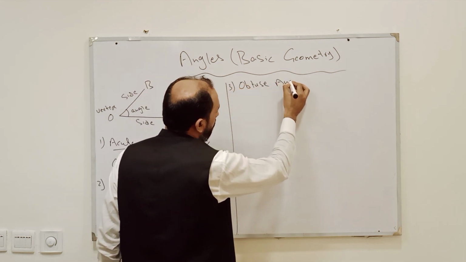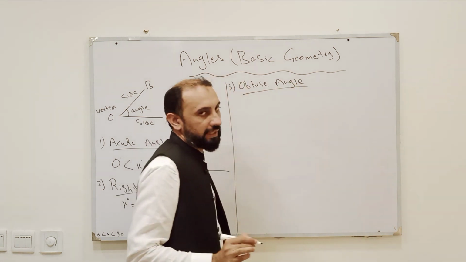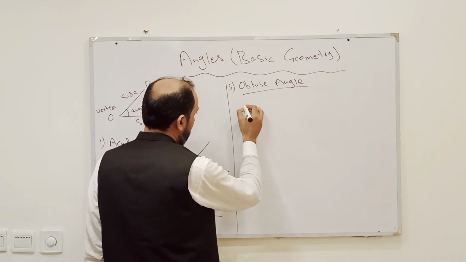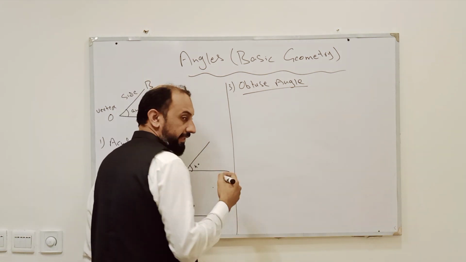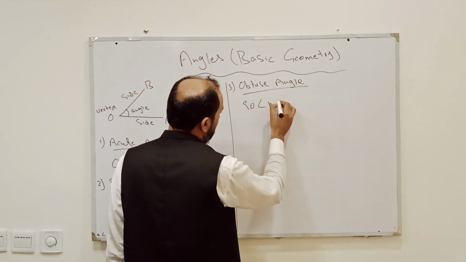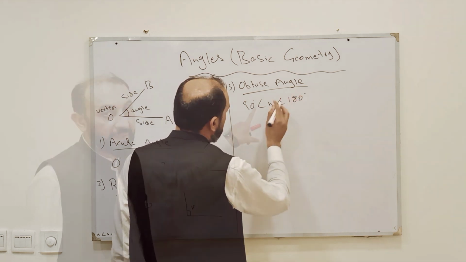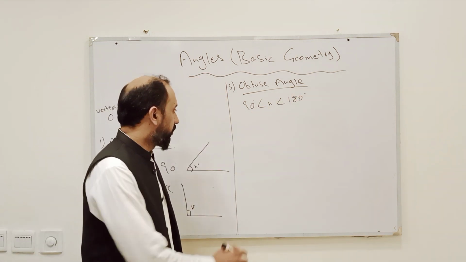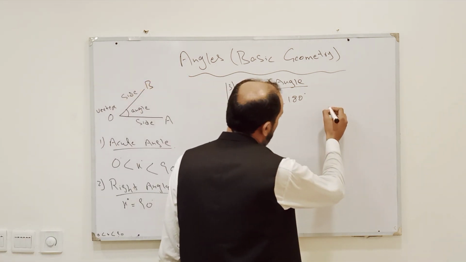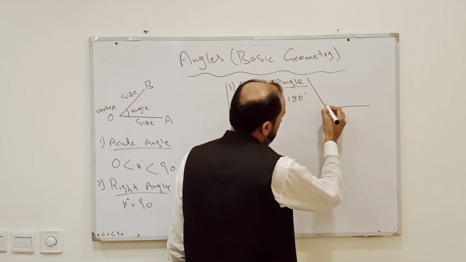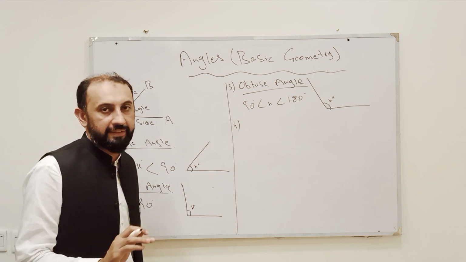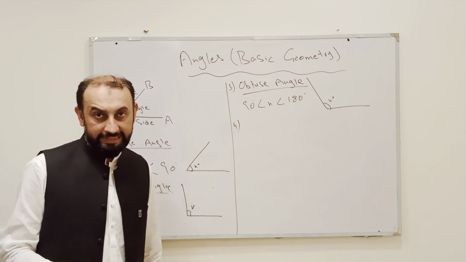Obtuse angle. So obtuse angles are those angles which are greater than 90 degrees. Okay, so for x greater than 90 degrees, we can say it's the obtuse angle. So 90 degrees less than x less than 180. So it's an obtuse angle. Okay, so next one, the reflex angle. The obtuse angle is just like this, greater than 90 degrees, and the reflex angle is greater than 180 but less than 360 degrees.